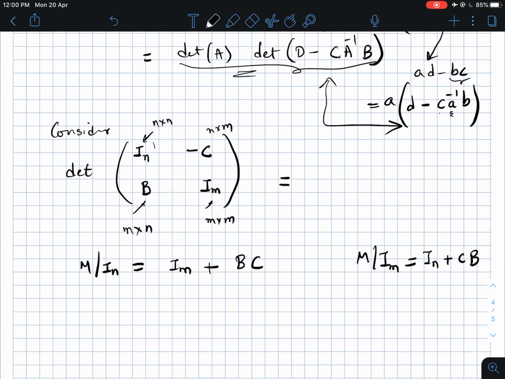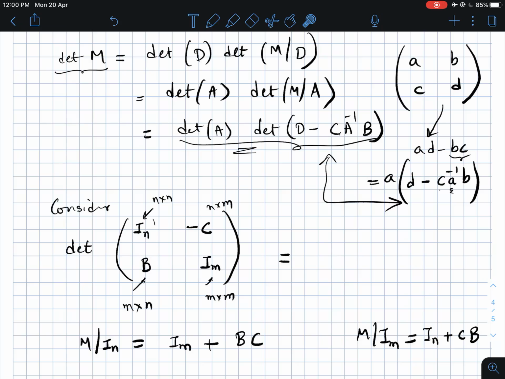So what is the determinant of M here? The determinant of M will be this determinant. This determinant is equal to det D. Now D is just identity, so this is 1 times det M by D. So this is just going to be equal to det of IN plus CB. Now if you write the second term here, you'll get det A. Again, A is just IN, so this is 1 times det M by A. M by A is equal to this one, IM plus BC.